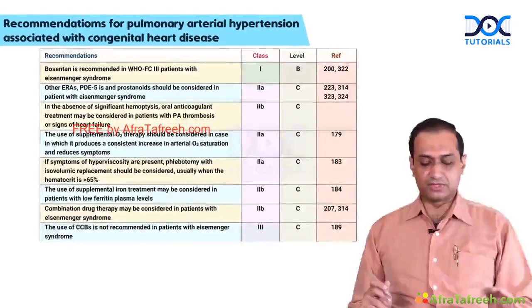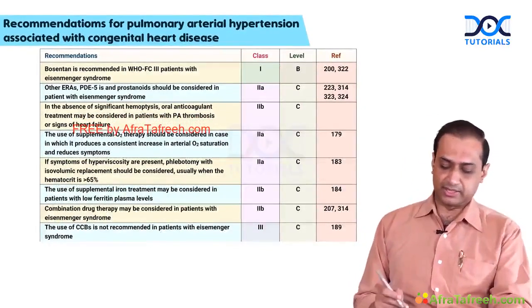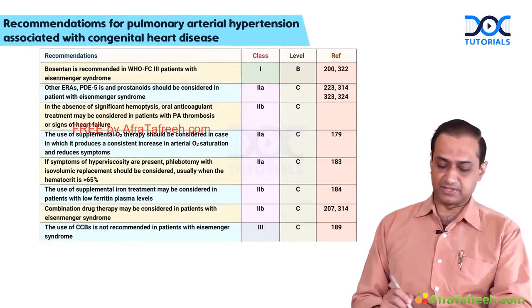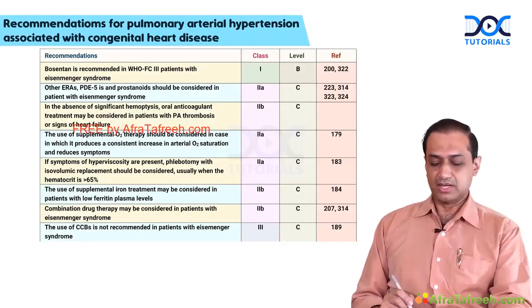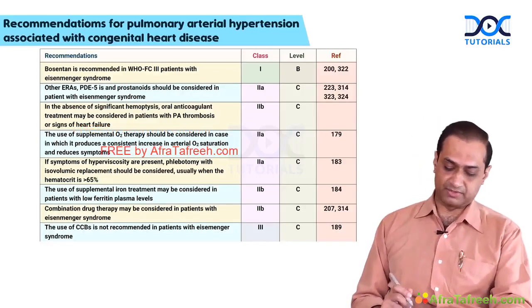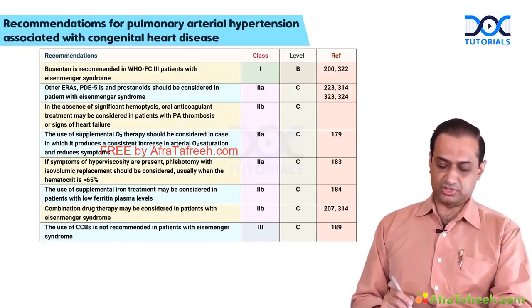So in these patients with congenital heart disease, bosentan is the preferred agent. Other endothelin antagonists, PDE5 inhibitors and prostacyclin should be considered. Also, in the presence or absence of hemoptysis, oral anticoagulation can be considered with suspected pulmonary thrombosis or signs of heart failure. Supplemental oxygen is given to maintain O2 saturation.